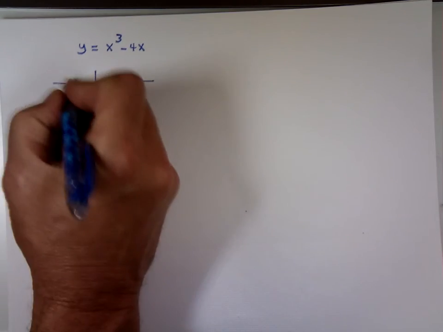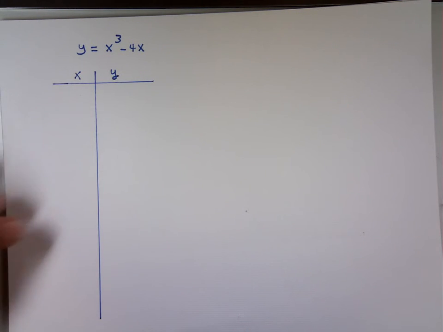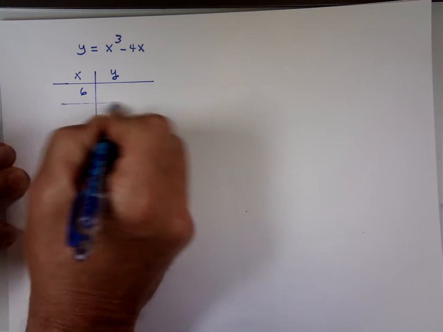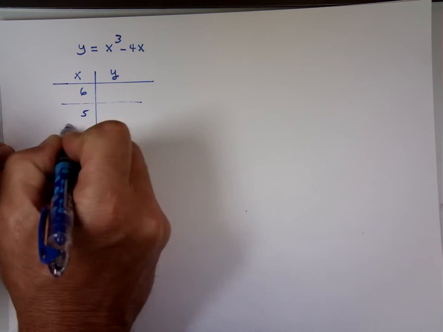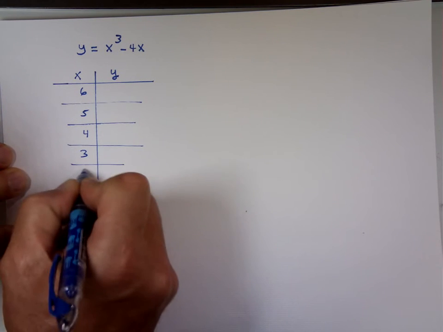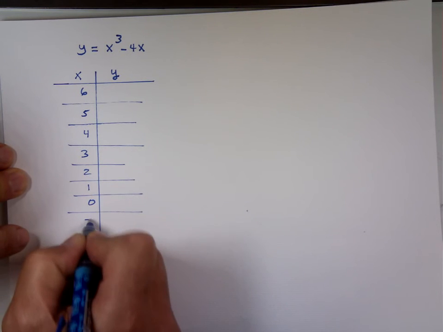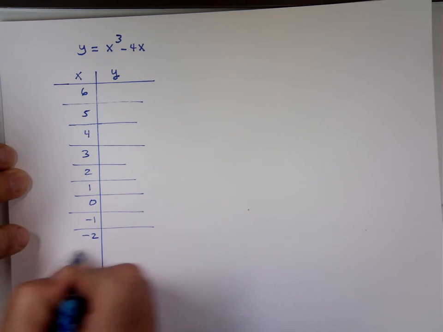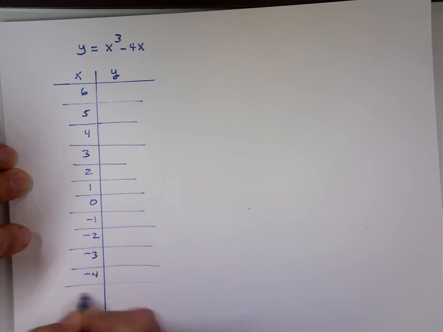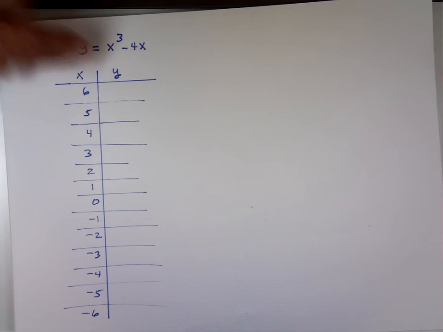X versus y. I'll start with some positive numbers and negative numbers, like 6, 5, 4, 3, 2, 1, 0, negative 1, negative 2, negative 3, negative 4, negative 5, negative 6. It's not a straight line. It's x cubed.